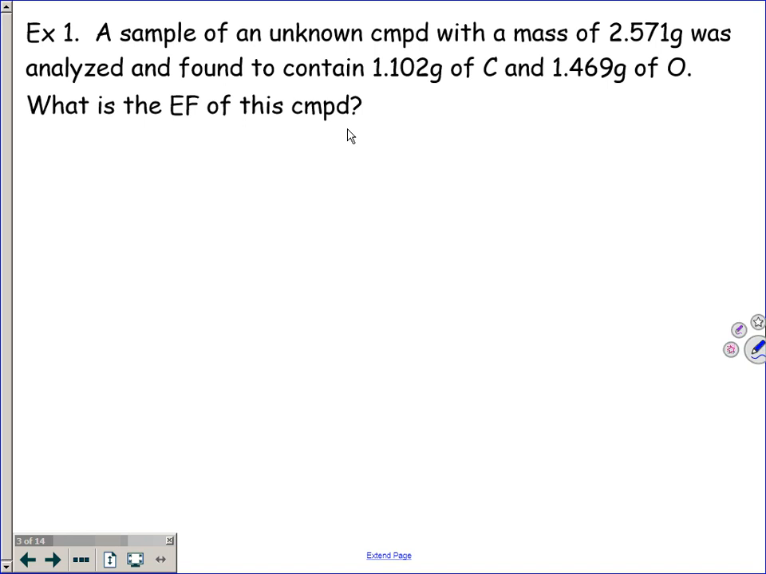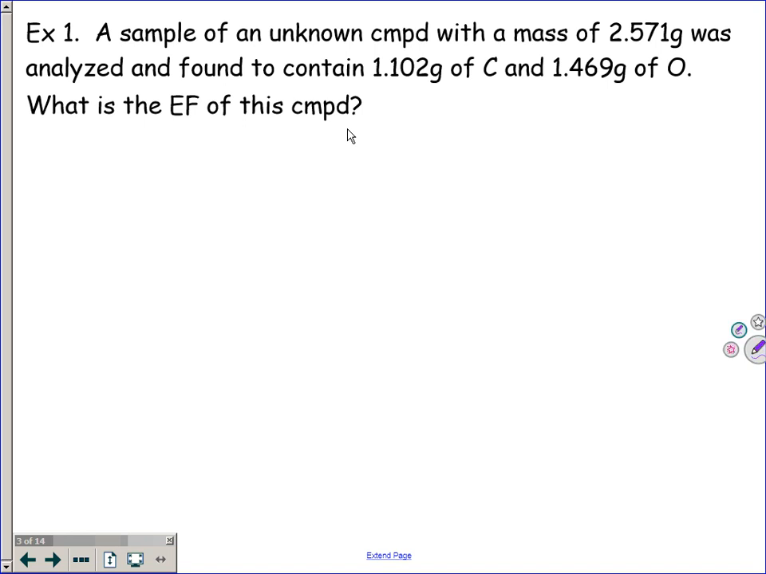So a sample of unknown compound has a mass of blah, blah, blah. It was analyzed and found to contain that much carbon, that much oxygen. Notice I actually went straight to grams here. What did I tell you? I could start you off with percent, and then you would assume a 100-gram sample. I actually got this down to the grams already, so we're good to go. So you guys are my human calculators, okay?